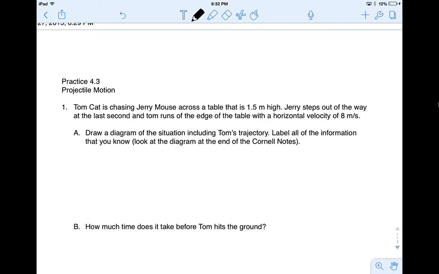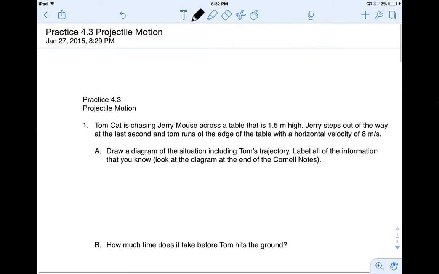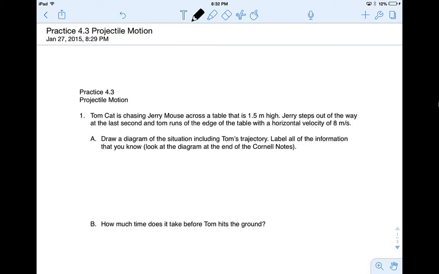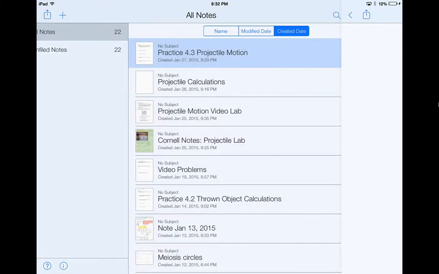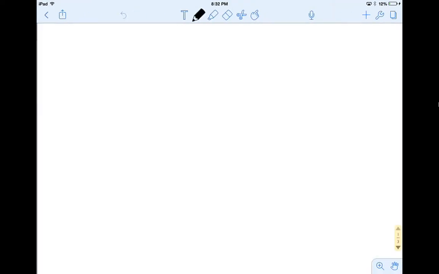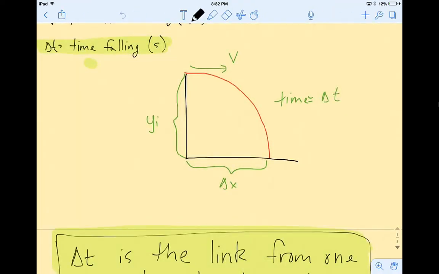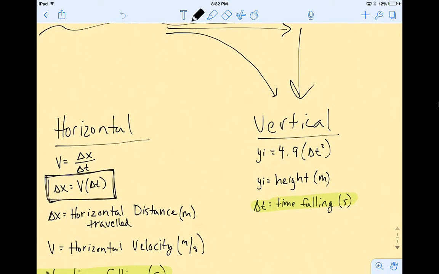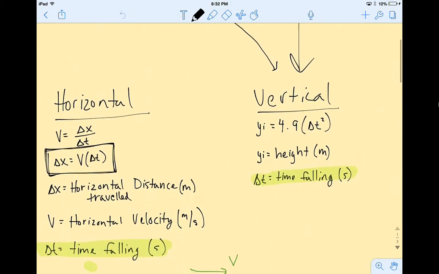Okay, guys, this is going to be the video answer key for practice 4.3. Now, I've done this before a couple of times on our practice pages, where I'm going to go back to the notes that we took yesterday so I can copy the two equations that I need. So we know there's two equations that are really important here. So you should get out your notes from yesterday, and that is our projectile calculations notes. And what I'm going to do is copy the two equations that I said were really important.